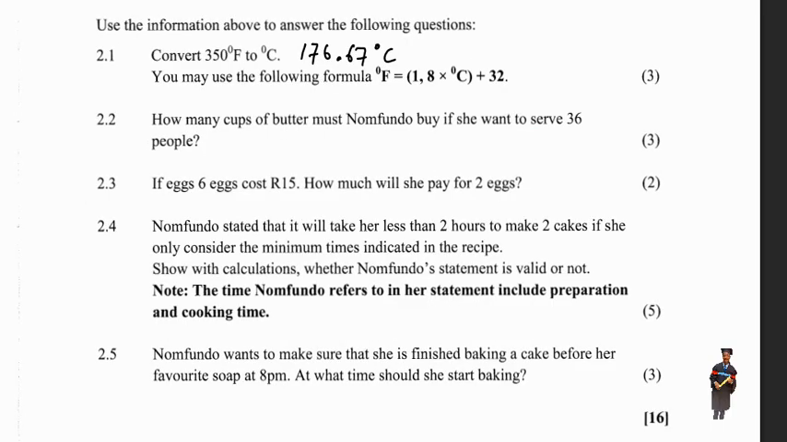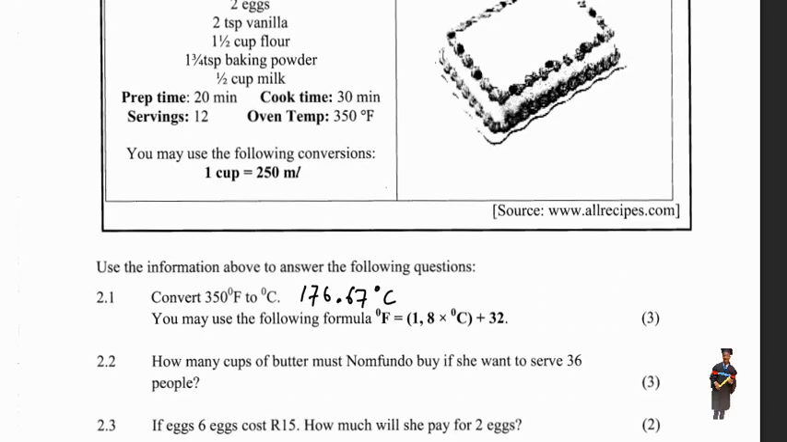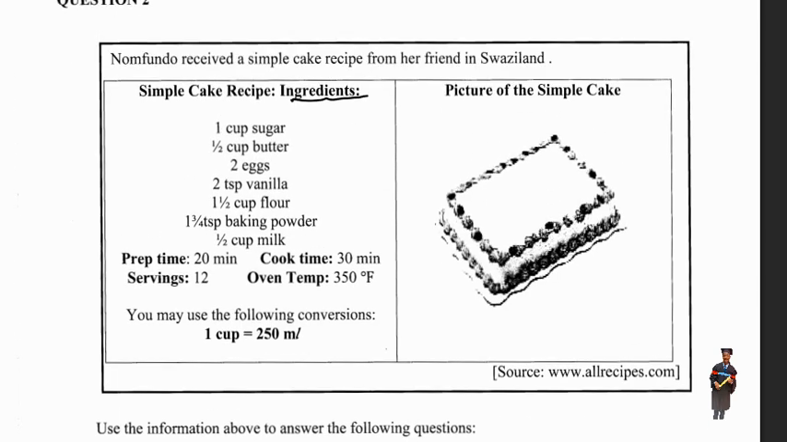Okay, now my screen is clean. How many cups of butter must Nomfundo buy if she wants to serve 36 people? Okay, now let's check our ingredients. They have told us that to serve 12 people, she uses half a cup of butter. So this is an equation.